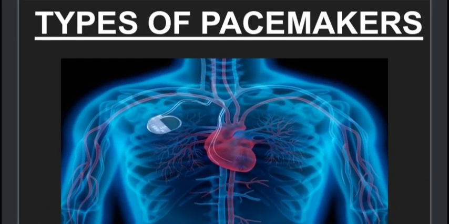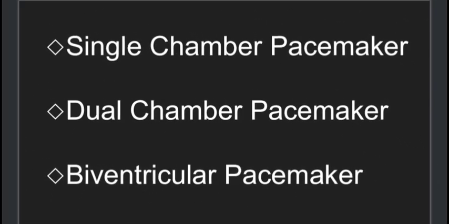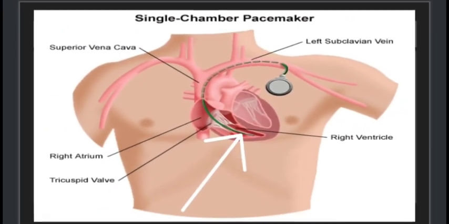As you all know, a pacemaker is a small device used to treat some arrhythmias. So there are three types of pacemakers: single chamber pacemaker, dual chamber pacemaker and biventricular pacemaker. Now let's move on to the single chamber pacemaker. As you all know, the heart has four chambers: right ventricle, right atrium, left ventricle and left atrium. Now see through that arrow which is marked there. Single chamber pacemaker means that it uses a single wire attached to one chamber of the heart.